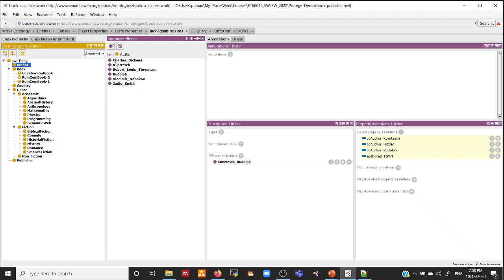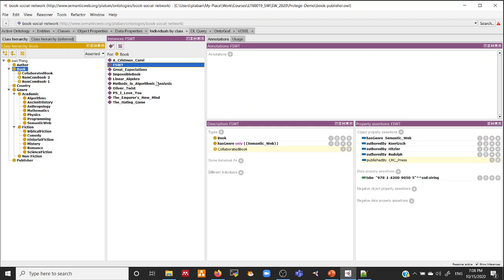So what is the scenario now? FSWT has been authored by Hitzler, Coates, and Rudolph, but out of them, only two are authors. For the other, we don't know what class is associated with that particular person, right? Now I'll see whether with this changed scenario it will be categorized as a collaborated book or not, right? So let us run the reasoner. The reasoner is already running. If we go to book FSWT, it is there. So you see that this FSWT is coming under this collaborated book, right?